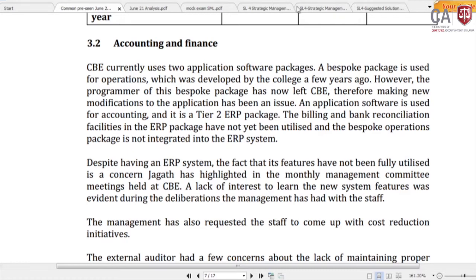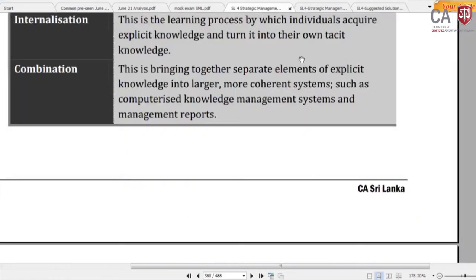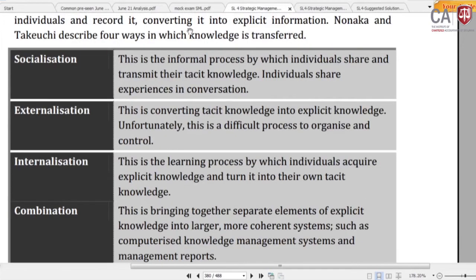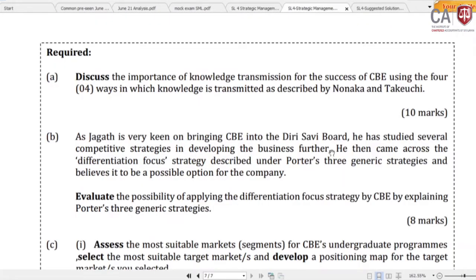Right. So, 10 marks. We analyzed this with the given scenario. Shall we check whether our analysis matches the examiner's analysis?